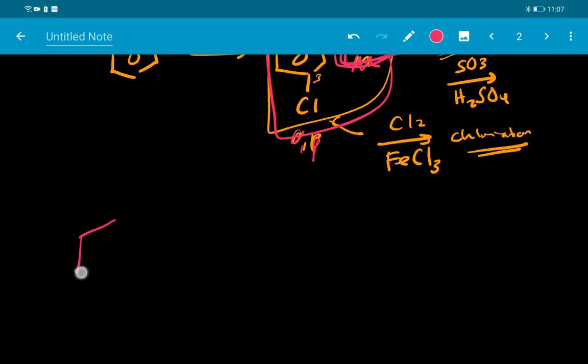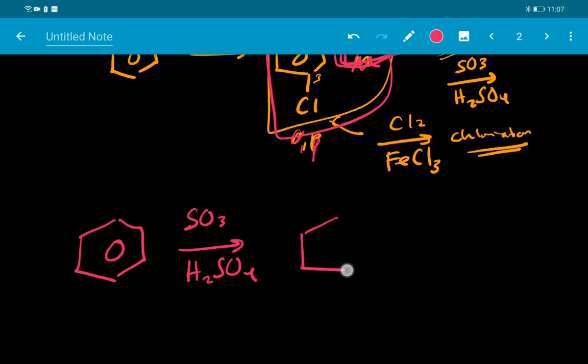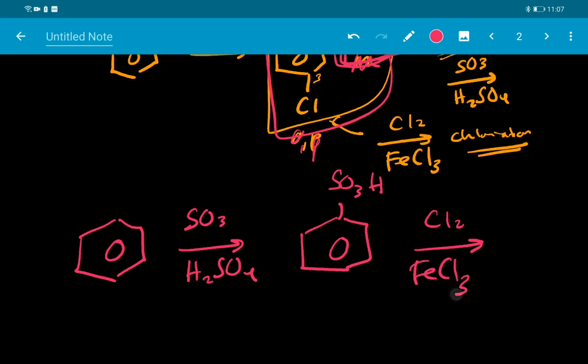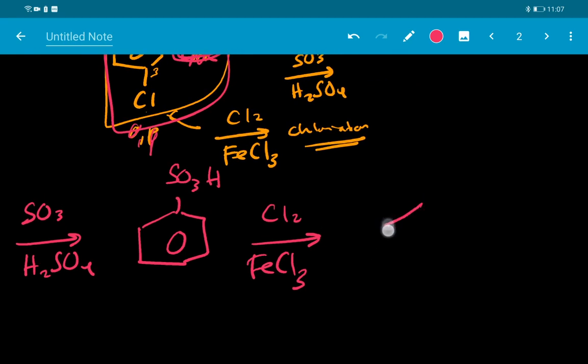So the structure we'll be looking at is this. We start off with benzene. We add SO3 together with the sulfuric acid. Then we're going to get SO3H. Then after that we add chlorine in FeCl3 to get the compound SO3H, and the chlorine will be positioned at the meta position.